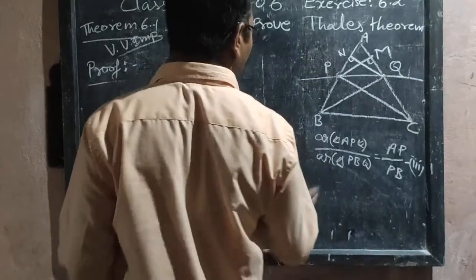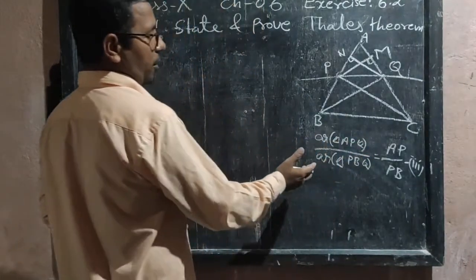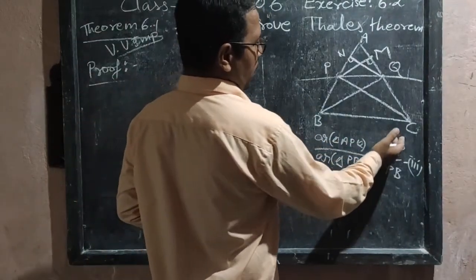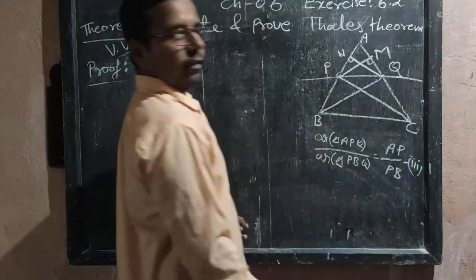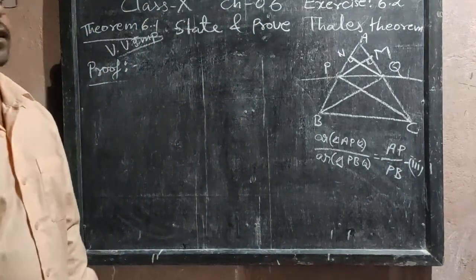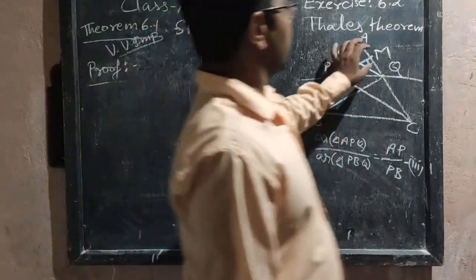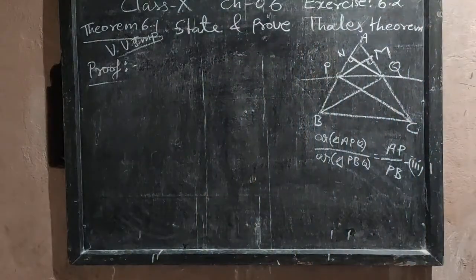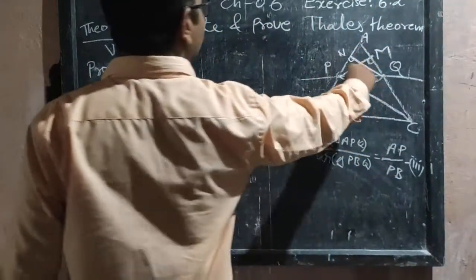So now students, let's see here. We have got the area of triangle APQ upon area of triangle PBQ equals AP upon PB; that was equation number 3. Now we want to prove on this side also AQ upon QC. So how can we prove it here?